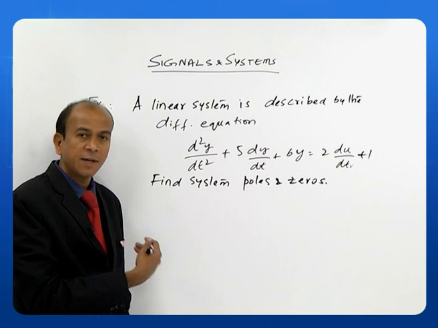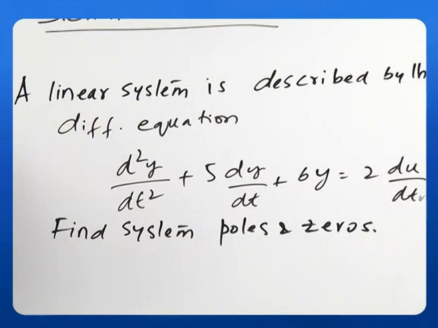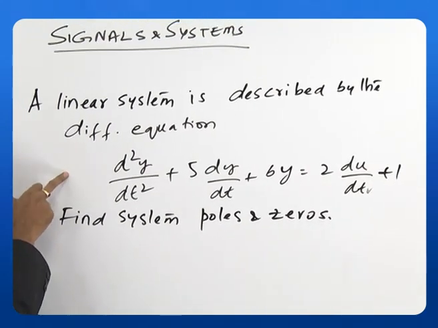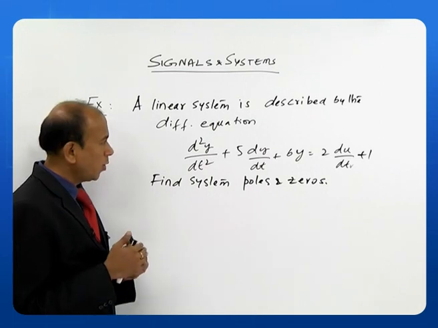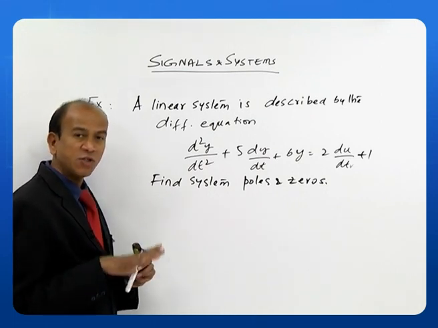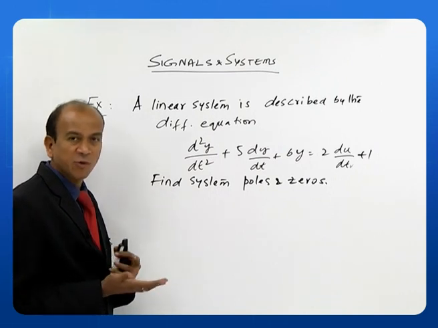Now let us look at another problem. In this example, a differential equation has been given and we are asked to find out what are the system poles and zeros. So let us first write down h of s from this, because now we are writing in terms of Laplace transform.